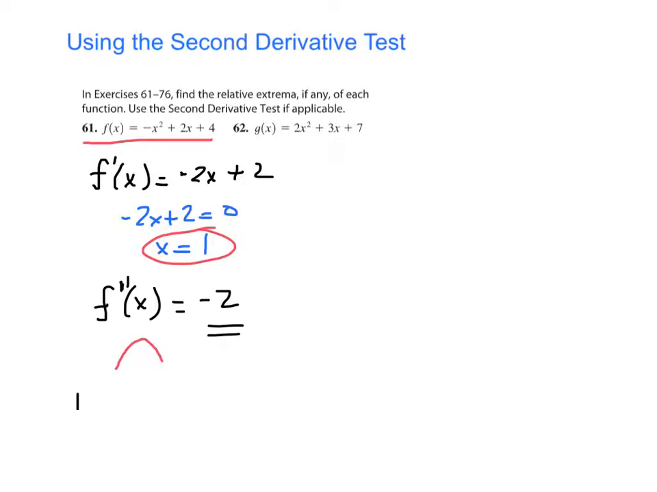But we have a maximum at 1, comma, plug 1 into the original function to figure out the y value. And negative 1 plus 2 plus 4 is 5. So we have a maximum at 1 comma 5. Turns out that's the vertex of the parabola. So that's a very simple case of the second derivative test on a parabola or a quadratic function. The second derivative was always negative, so any critical point we were going to find was going to be a maximum. Let's go ahead and look at a more complicated example next.